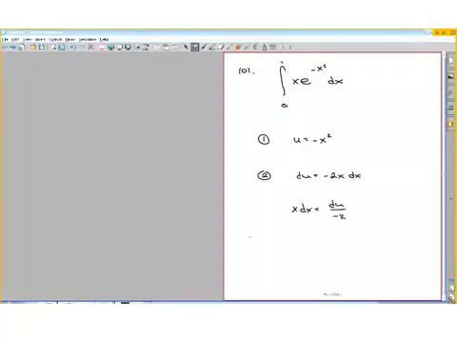Since we're doing a definite integral, we're going to redefine the limits. So when x equals 0, u is equal to negative 0 squared, which is 0. When x is equal to 1, u is equal to negative 1 squared. Not the quantity negative 1 squared, but 1 squared and negative, so it becomes negative 1.